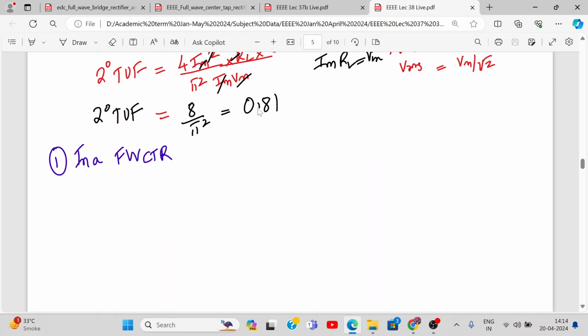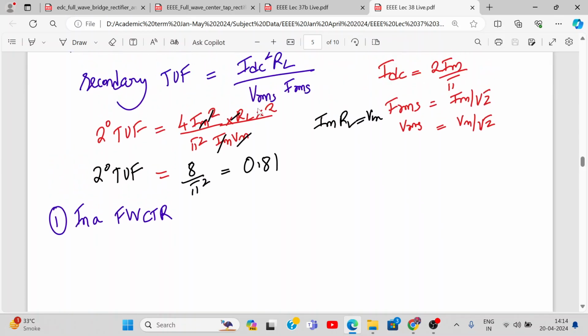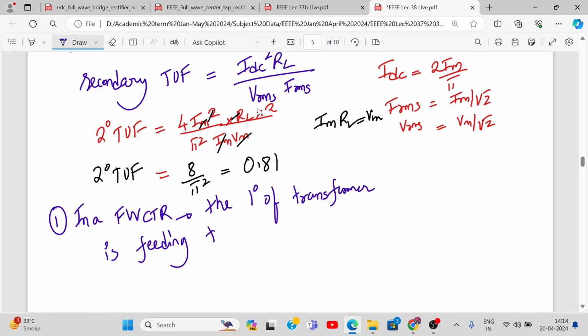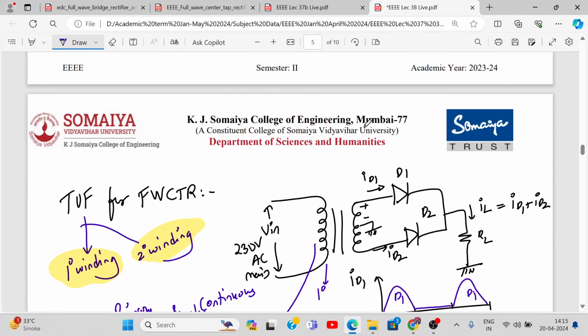In a full wave center tap rectifier, the primary of the transformer is feeding two half wave rectifiers separately. Agree on this point?